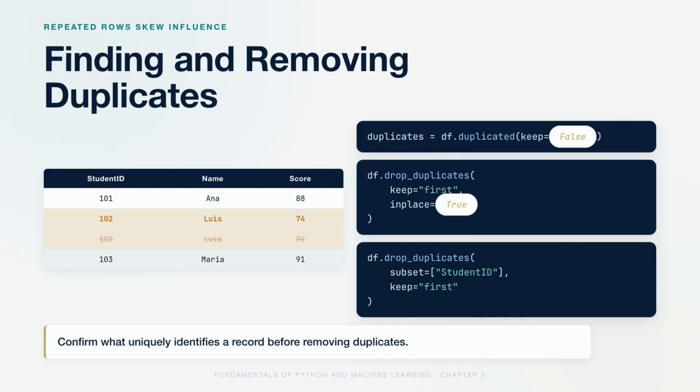The drop_duplicates method can remove repeated rows while keeping the first occurrence. We can also use the subset parameter to specify which columns determine whether records are duplicates. This is important because two rows may contain similar values without representing the same real-world observation. Before removing duplicates, confirm what uniquely identifies a record. A repeated transaction may be an error, or it may be two legitimate transactions with the same amount.